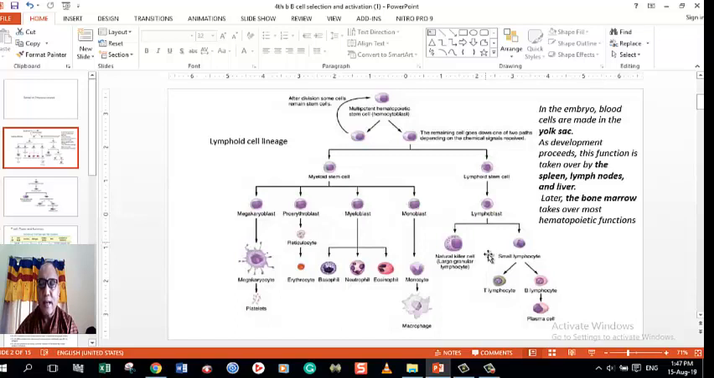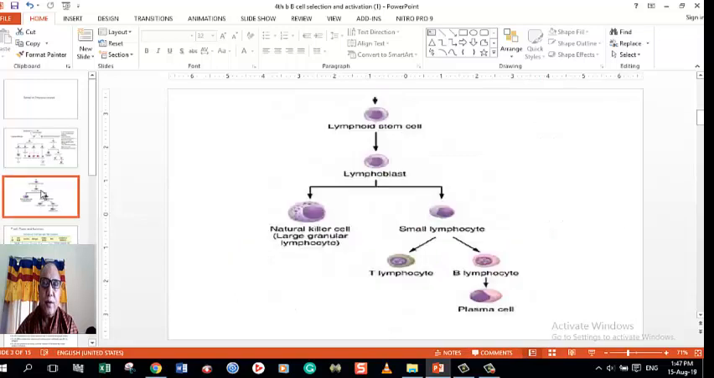The lymphoid cell lineage is very important, because you look at that the hematopoietic cells give rise to the lymphoid stem cells. Then the lymphoblast gives rise to the natural killer cells, and then lymphocytes B and T. B cells again further give rise to plasma cells. I would also like you to please emphasize this lineage which I just explained to you. Right, so this is just a reminder.